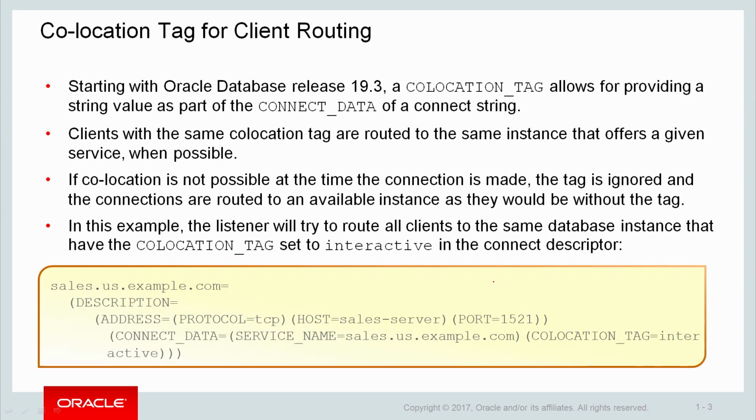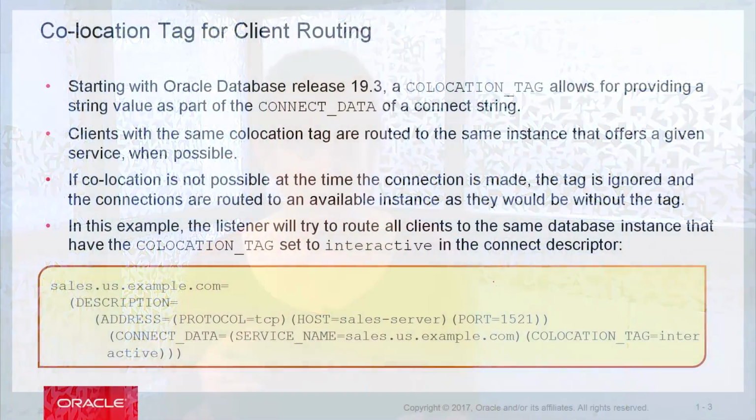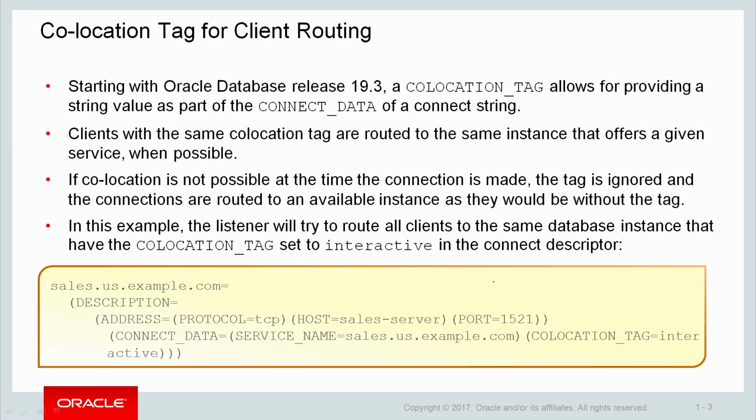So first of all, let's look at the colocation tag for client routing. Now, traditionally, we route clients to different subset of instances in the RAC database by using services. So you could have many instances, and services are specifically located on just a subset of those instances, or you could have services that go across all your instances. One of the reasons we do this is to try to reduce the amount of traffic going across the interconnect by having the users sharing data co-located, if you like, on the same instances.